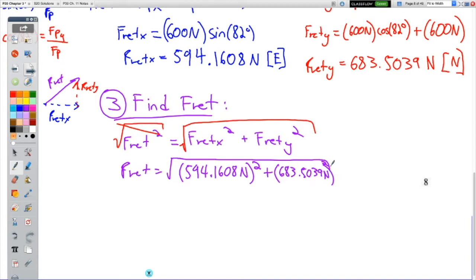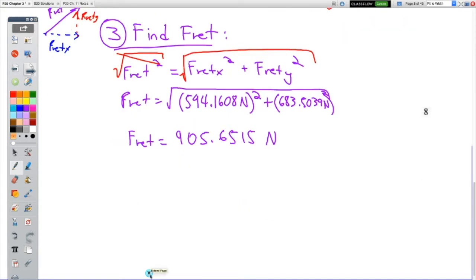Okay. And so when you type that into the calculator, if you do it carefully, you get that the resultant net force is 905.6515 newtons. Just leaving a few extra digits there in case I might need them later, although for this problem I don't believe I will. Now, are we done? Can I put a box around that?